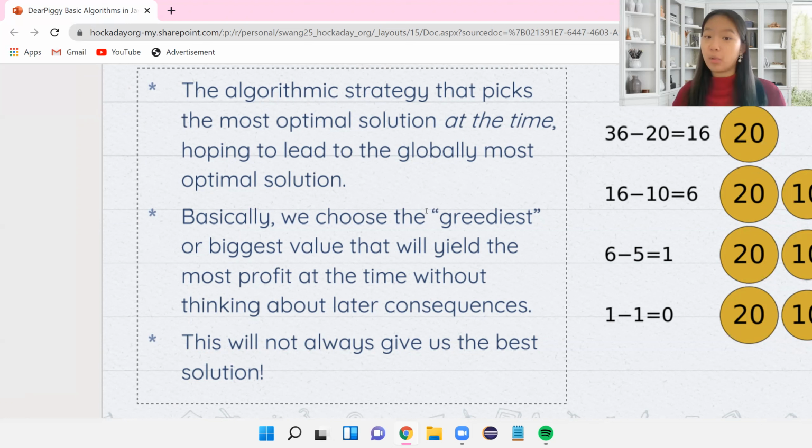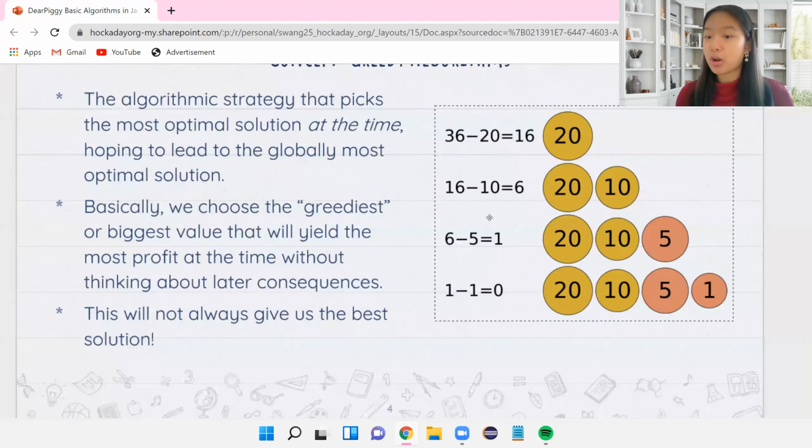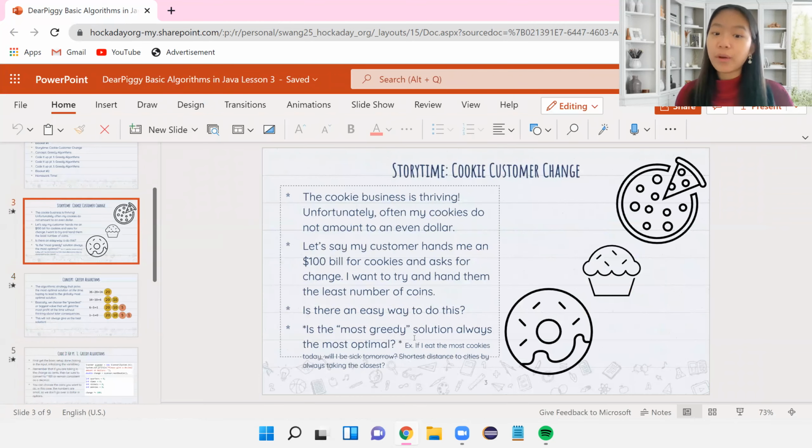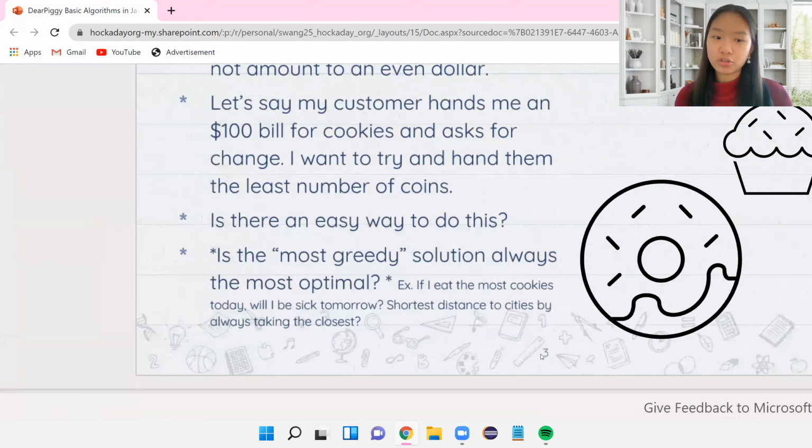So then here's the big question. Is choosing the value that gives you the most profit at the time always going to give us the best solution? The answer is no. Because in certain cases, like coin change, most of the time, yes, it does, and we'll talk about that in a second. But there are a few other examples where no, it does not give us the best solution.